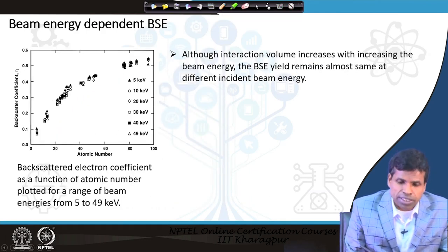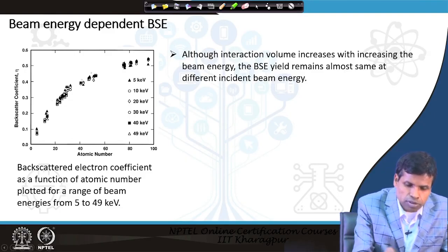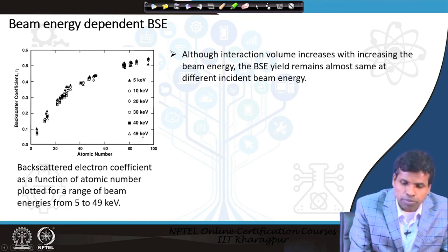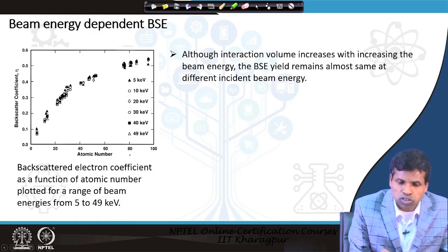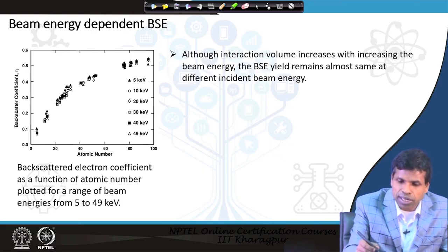Beam energy dependence of backscattered electrons. Here you see there is no difference. We have an atomic number difference, so the backscattered electron yield is changing, but when this experiment was done, and also theoretically, it was found that as we change the acceleration voltage from 5 kV to 49 or 50 kV, there is a negligible change in the yield. So beam energy does not significantly affect the yield of the backscattered electrons.